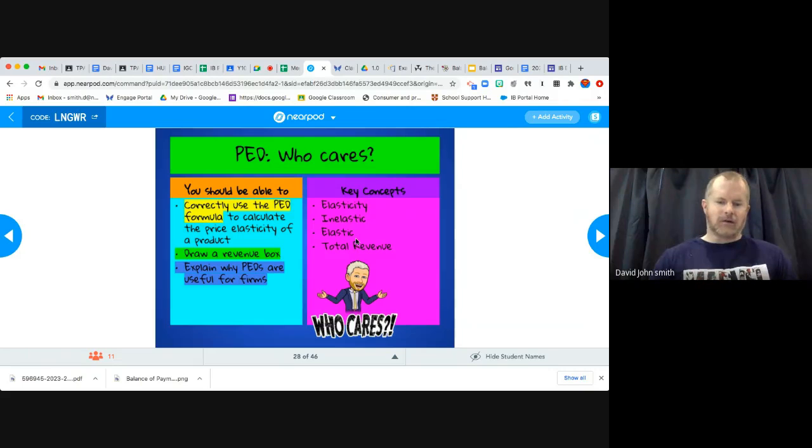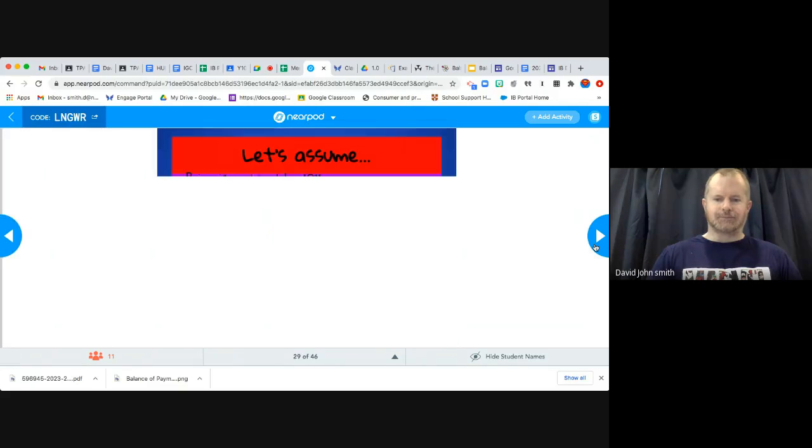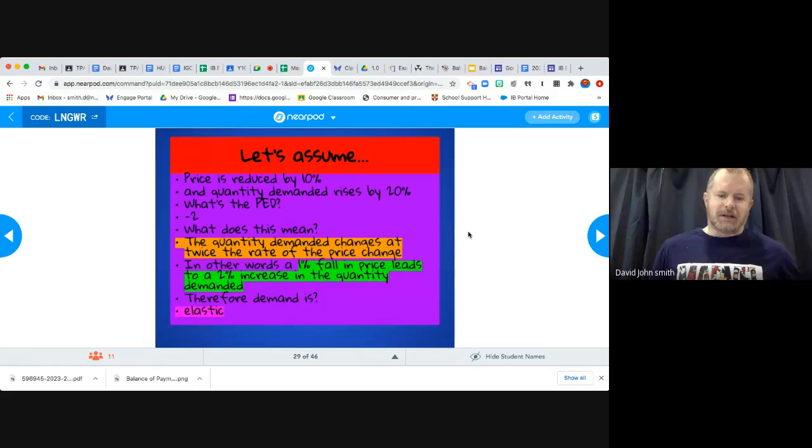So key concepts that get added to your glossary. We've obviously already had elasticity, inelastic, elastic, unitary, total revenue in that context as well. So we're thinking about the who cares aspect of elasticity. All right, so let's have a look.